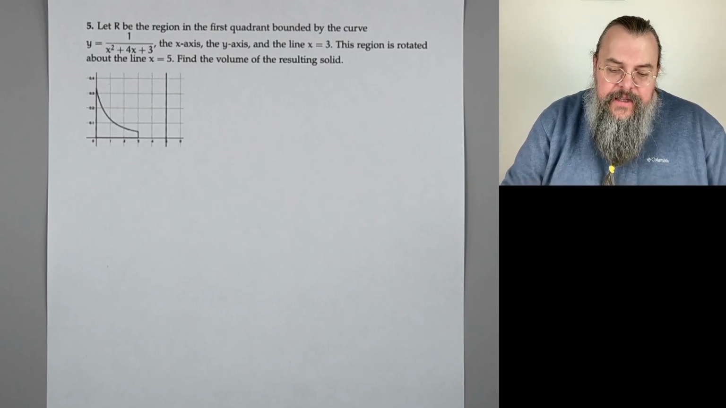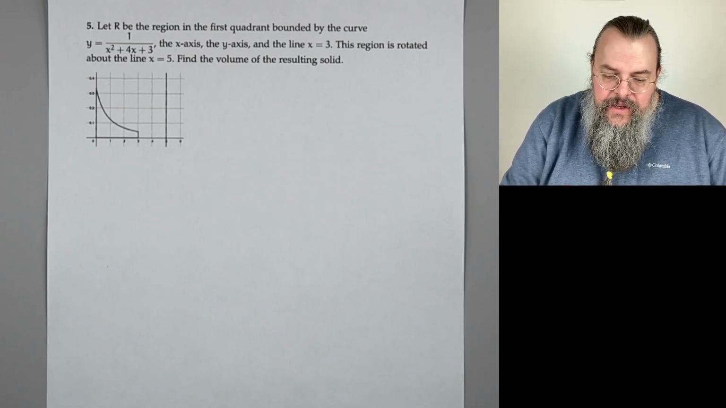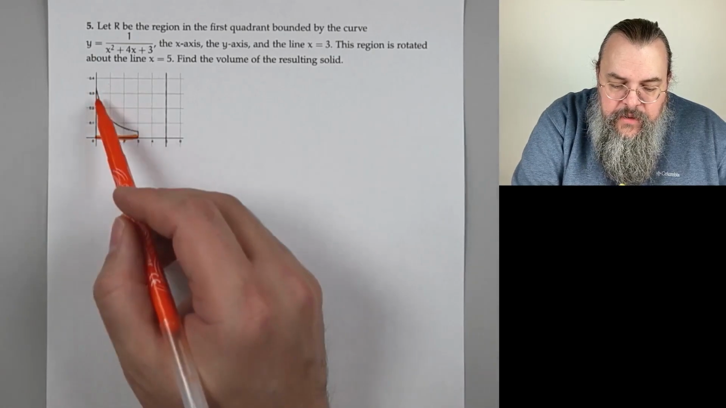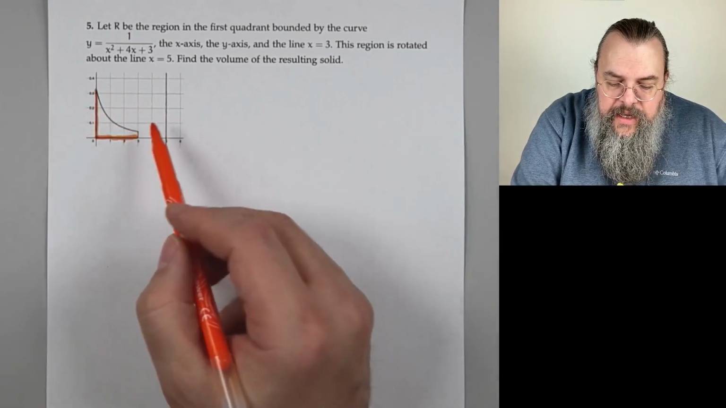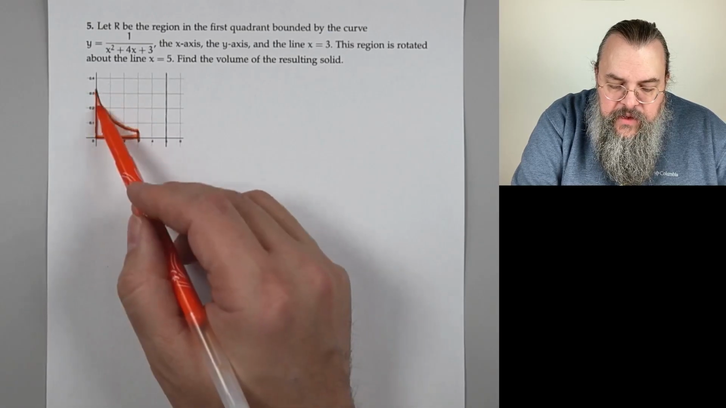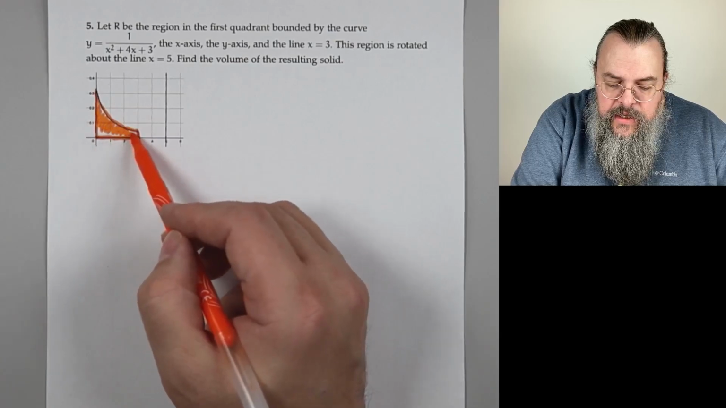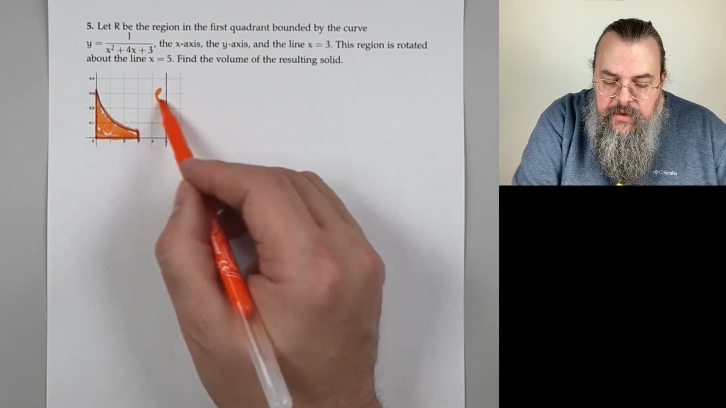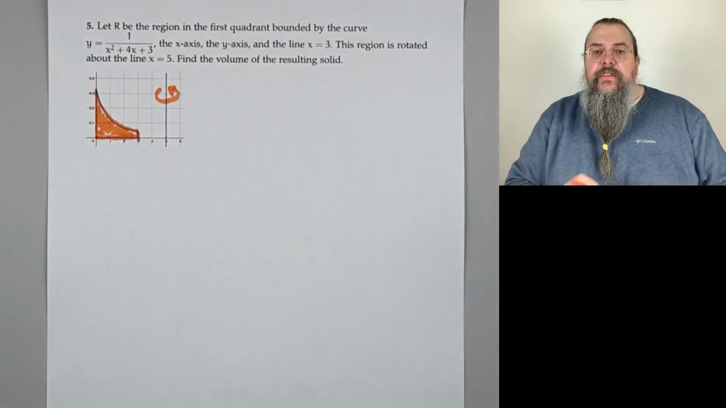Now, let's actually shade things in. Okay, so we have the x-axis is this part. The y-axis is here, x equals 3 is this part, and there's this curve. Okay, so this is our region, and you'll see this line here is our line, x equals 5. All right, so that's our problem.